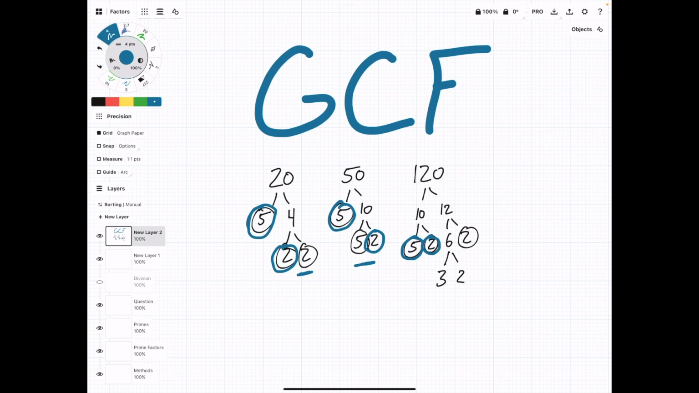So yeah, we're kind of at the end of the line, but we found two numbers, so our GCF is going to be equal to 5 times 2 equals 10.